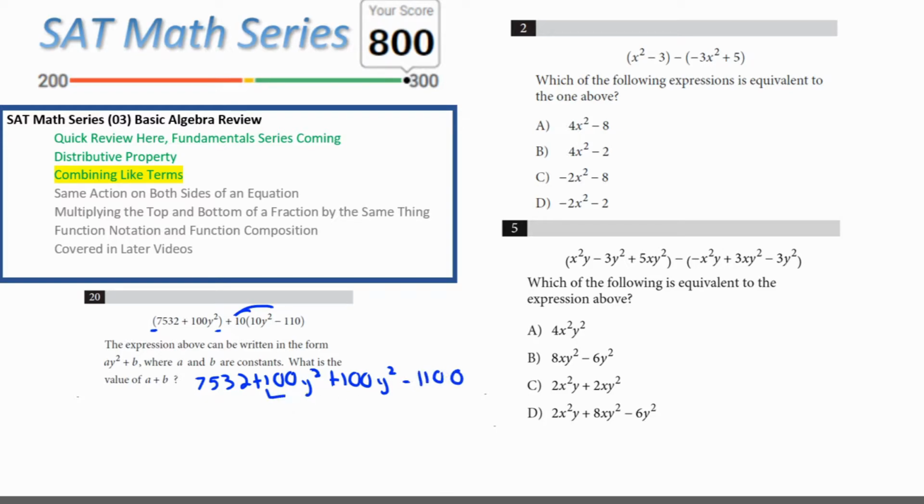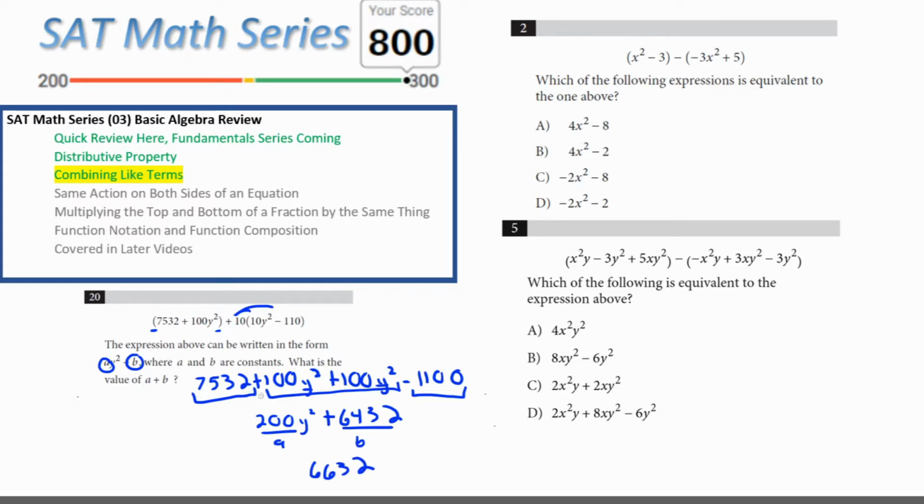Then we see that we have two terms here that are like. They're like because they both have a y squared, and then we have two constant terms. So combining like terms, these two are going to be 200y squared. And these two terms here are going to combine to become 6432. Then we see that the problem reads, we need to find a plus b, where a must be 200 and b must be 6432. This gives us a grand total of 6632.